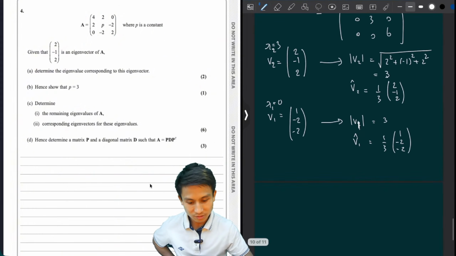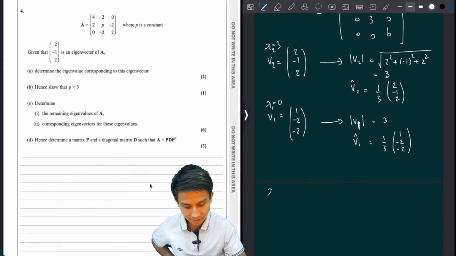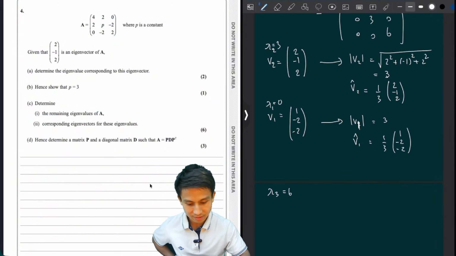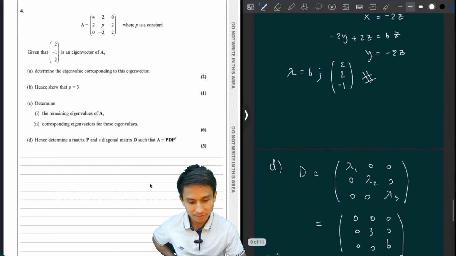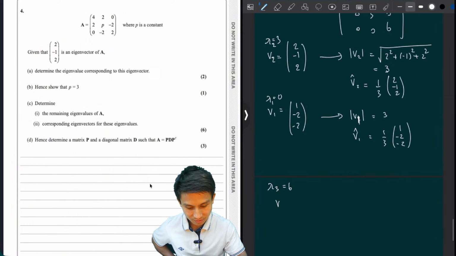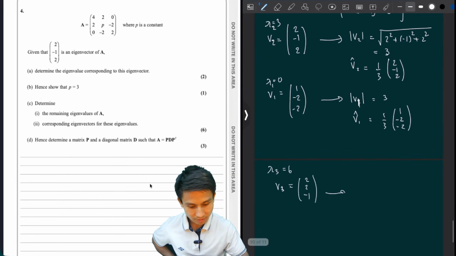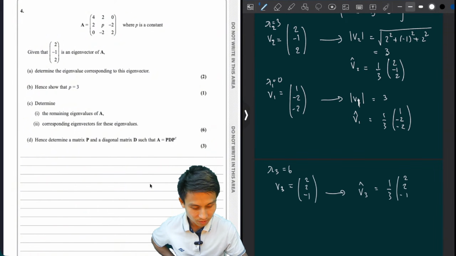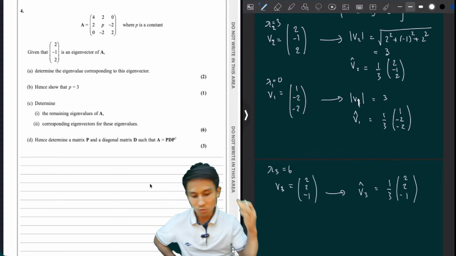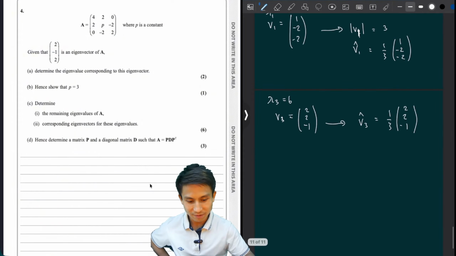And then we can do the same for lambda 3 this time, which is 6. That was 2, 2, minus 1, still the same. Eigenvector 3 is 2, 2, minus 1. Now V cap 3 is 1/3 times 2, 2, minus 1. Now we put the whole thing into the same matrix here.